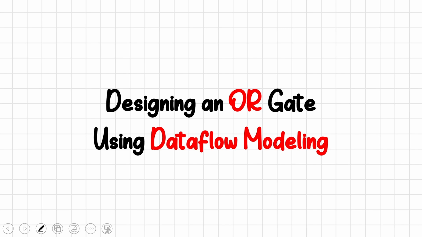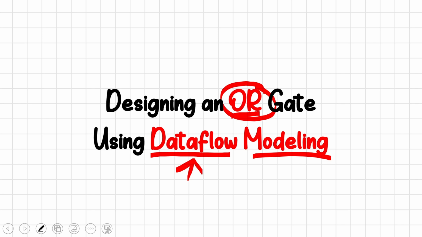So hello everybody, today we will be designing an OR gate using data flow modeling. Data flow modeling, as we have already discussed, is one of the easiest modeling styles in VHDL. In VHDL there are three modeling styles, that is data flow modeling, behavioral modeling and structural modeling. Data flow modeling is the easiest one, and we are going to implement the OR gate, which is also one of the simplest and most basic gates of any digital circuit.